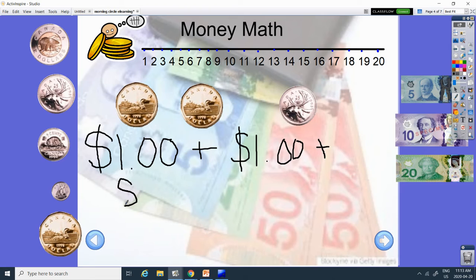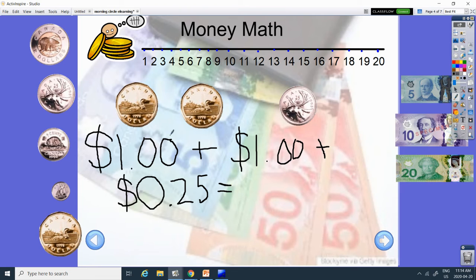And how much is that last coin? It's got a moose on it, silver. Is it dollars or cents? It is cents, so we're going to write 0, and then 2, 5. 25 cents, or the quarter.